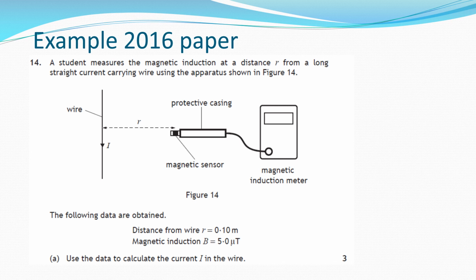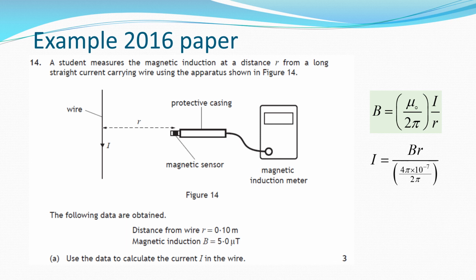Please note, you tend to find that our values of tesla are very small. So we're going to use micro, we're going to use milli. Please be aware of your scientific notation. We're asked to use the data to calculate the current in the wire. Very, very straightforward. We have the equation as given to us on the relationship sheet. We simply rearrange. You take the value of the permeability of free space from the data at the front of the paper, substitute it in, put in your numbers.